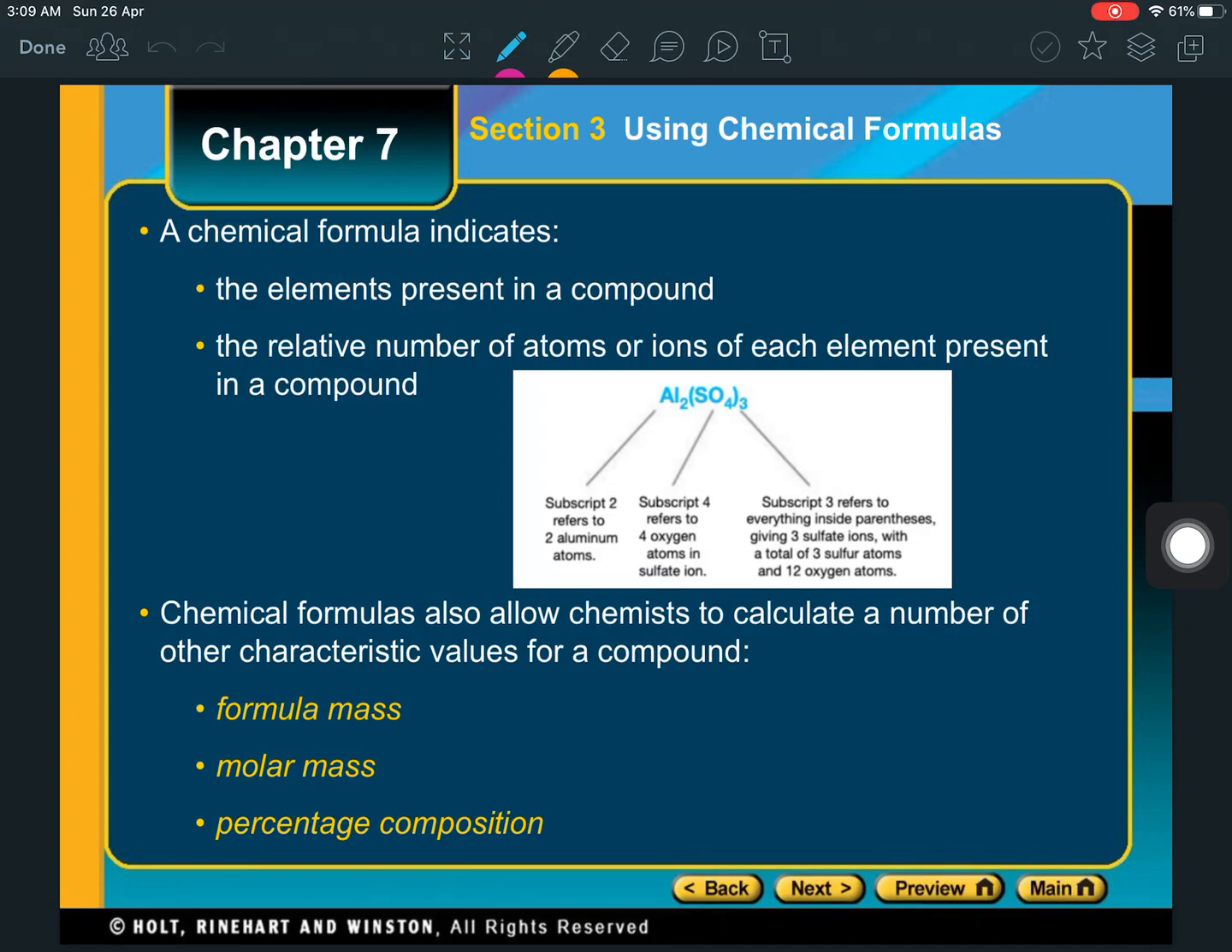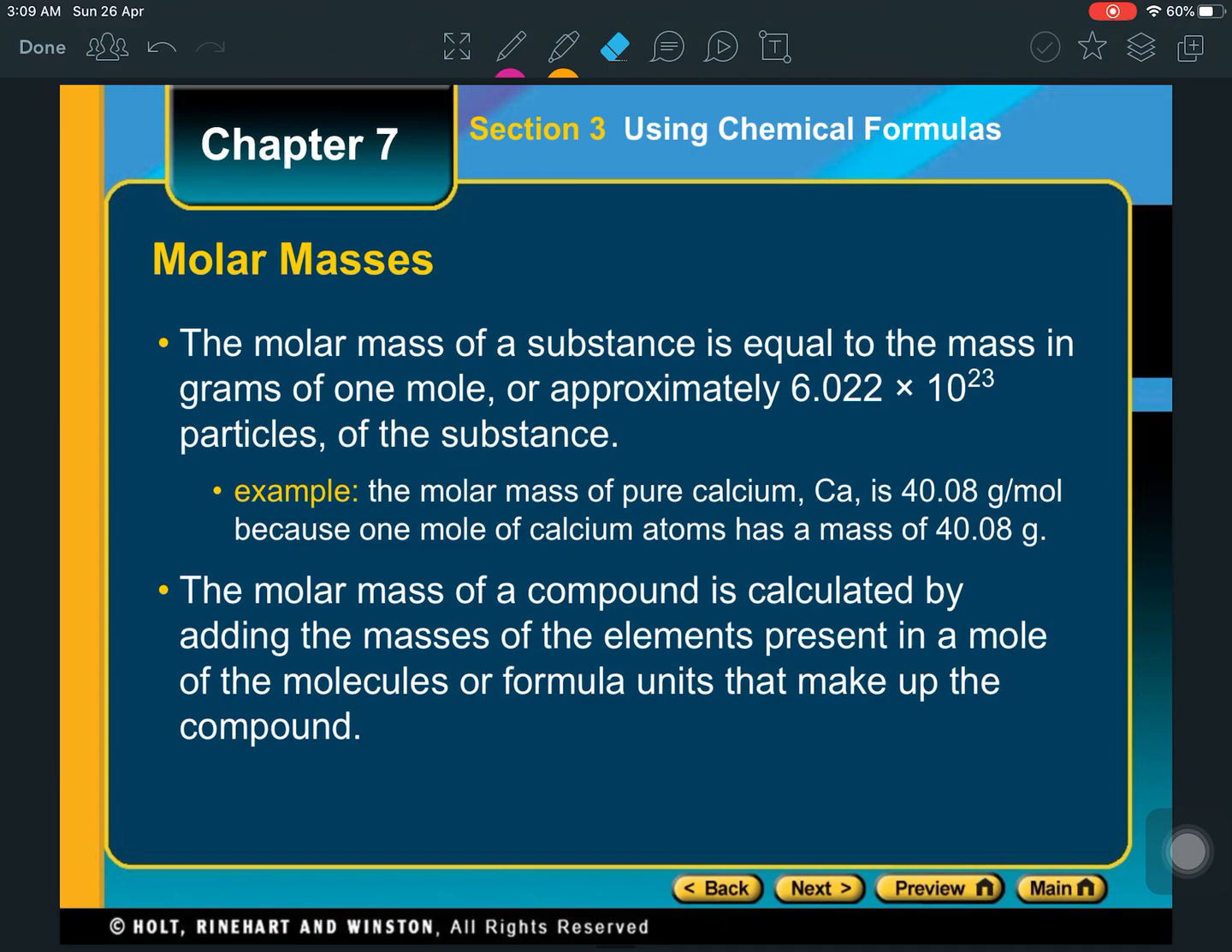This is basically because this 2 belongs to this aluminum, and for sulfur, you take this 3 and you multiply it by each. So sulfur ends up having 3, and oxygen has 4 times 3, which is 4, 8, 12, right? So this tells you a lot about your compound and how many of each element you have, and this is going to be very important throughout this lesson. Another thing, when you know your compound, it'll help you to determine your formula mass, your molar mass, and your percentage composition. We'll get to percentage composition next week, though.